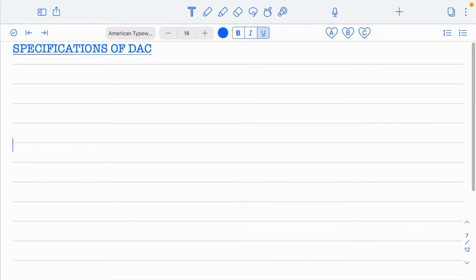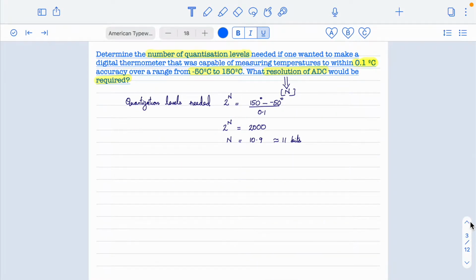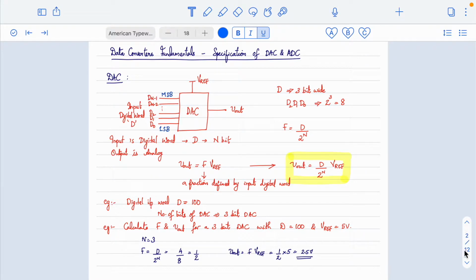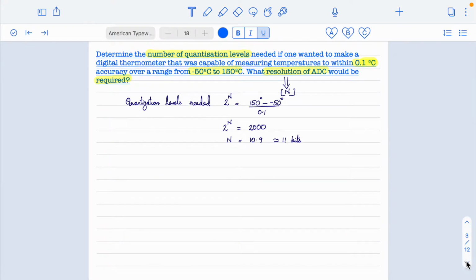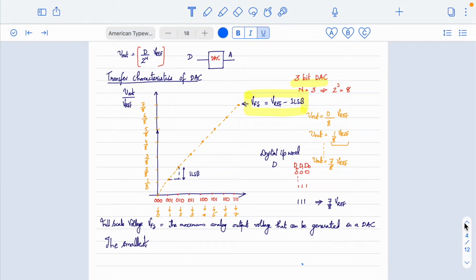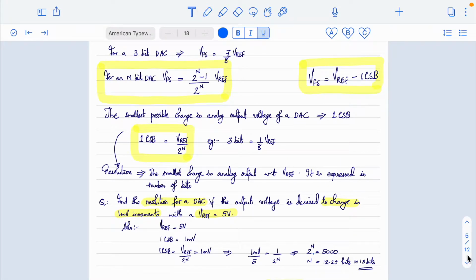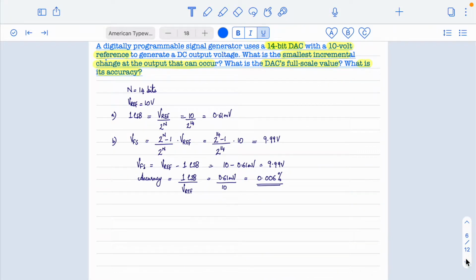In yesterday's class, we started with DAC as a block, and we understood the transfer curve of the DAC. What do you mean by one LSB? The smallest possible change, the maximum analog output voltage that can be generated in a DAC, the relation between these, and resolution. These kinds of general information we dealt with yesterday, and we also solved one or two numericals based on that. How to find resolution of a DAC, how to find the accuracy and related stuff, right?